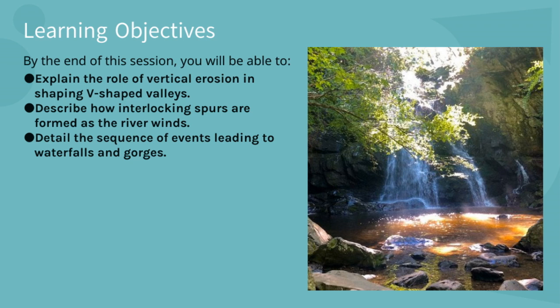Third, you should be able to detail the sequence of events leading to waterfalls and gorges. This is very important for GCSE Geography because waterfall formation is often tested as a process question. You need to know the correct sequence: hard and soft rock, erosion of soft rock, undercutting, plunge pool formation, collapse, retreat, and gorge formation. So, by the end of the lesson, you should be able to explain not just what these landforms look like, but how they form over time.